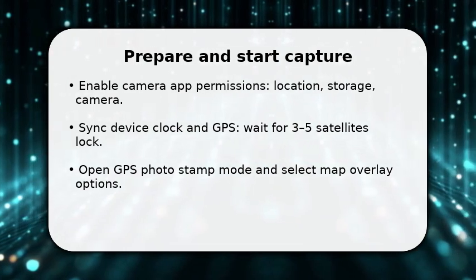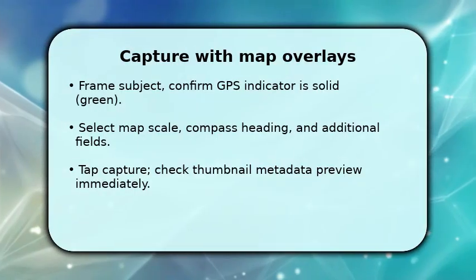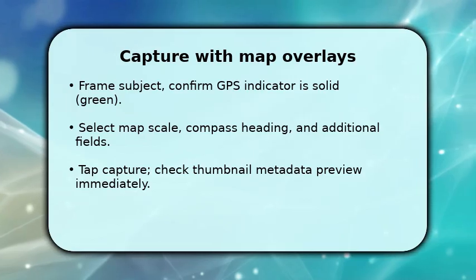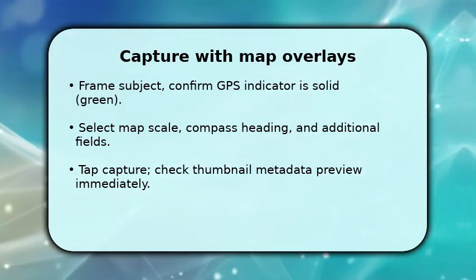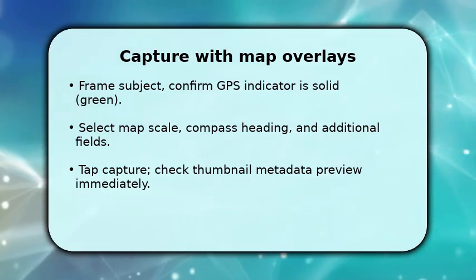You frame the subject and confirm the GPS indicator shows a solid lock, green or filled bars, so coordinates are stable. Then adjust the map overlay scale and choose whether to include compass heading, altitude, and custom text fields. This controls how the stamp reads on maps.